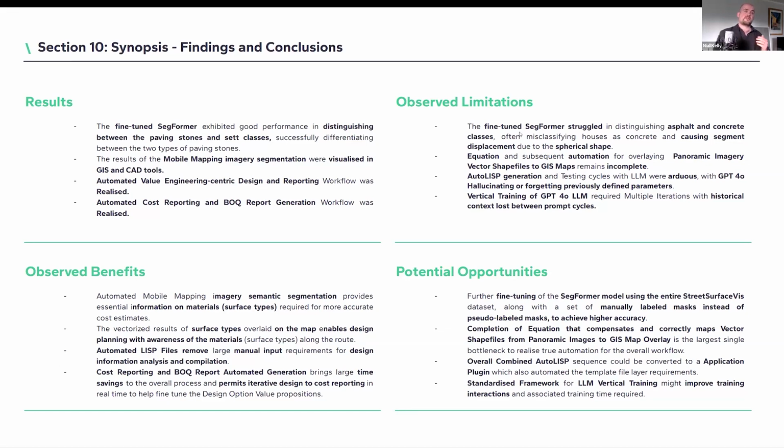So the limitations: SegFormer struggled with distinguishing asphalt and concrete because of the shades of gray, it was just struggling to actually nominate that, and that just needs further development. The equation that informs the panoramic imagery mapping to the GIS map is quite complex and would need completion to automate that workflow in full. The AutoLISP generation testing cycles were arduous with the GPT-4 model that we were vertically training, hallucinating and forgetting previously defined parameters. The vertical training of the GPT-4 Omni large language model would lose its context, so we kept having to repeat the prompts consistently to inform that correctly to finalize it.